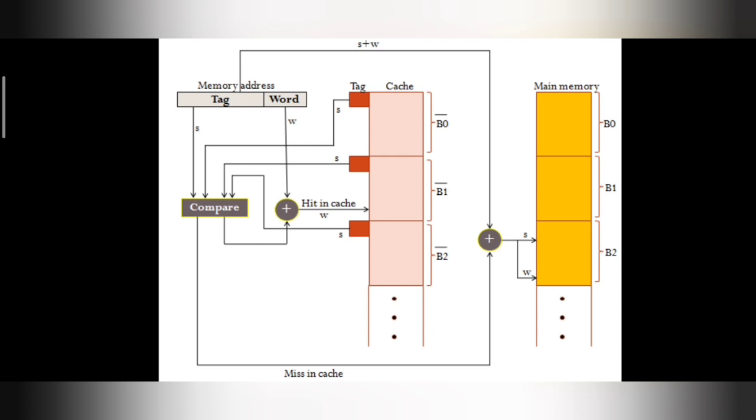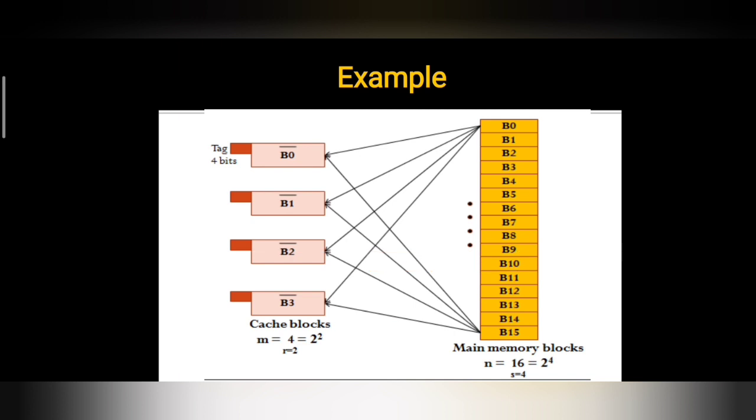Now coming back to this, my memory address is divided into two parts, tag and word. The tag is denoted by S bits. This tag S bit is going to be compared with all the cache block tags. Whichever tag gets matched, only that particular block will be selected. Its W bits will be used to read the particular word from the cache in case of a cache hit. But if there is a cache miss, we are going to directly read the main memory block using S plus W bits, and afterwards we need to map the data from main memory to cache memory.